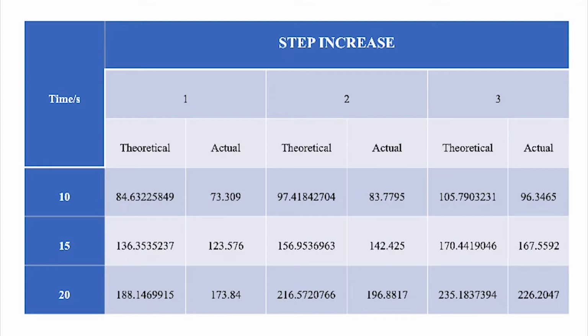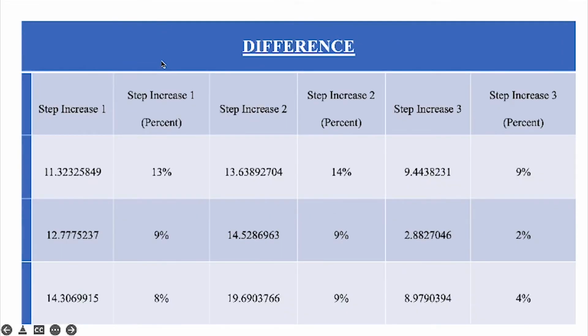In this part of our presentation, I will be talking about the results gathered in our testing and calculation phases. When performing the step increase, time intervals of 10, 15, and 20 seconds were done. We saw that the theoretical and actual testing differ 10 to 15 angular displacements, where the theoretical being the higher value for the table shown. From this table shown, the actual results are between 2 and 14% lower than the theoretical values.